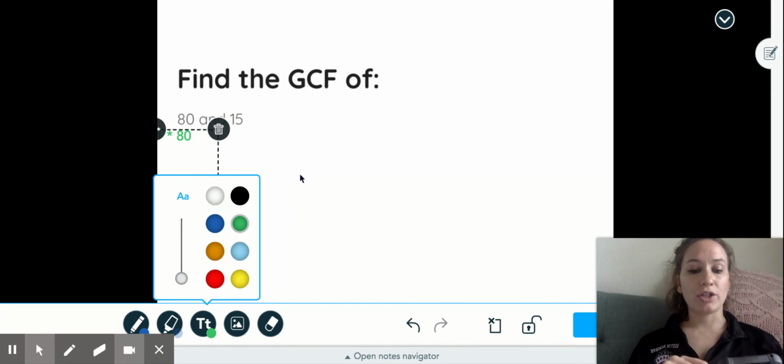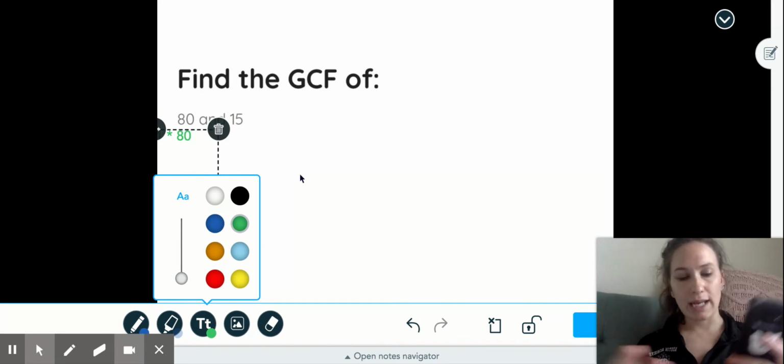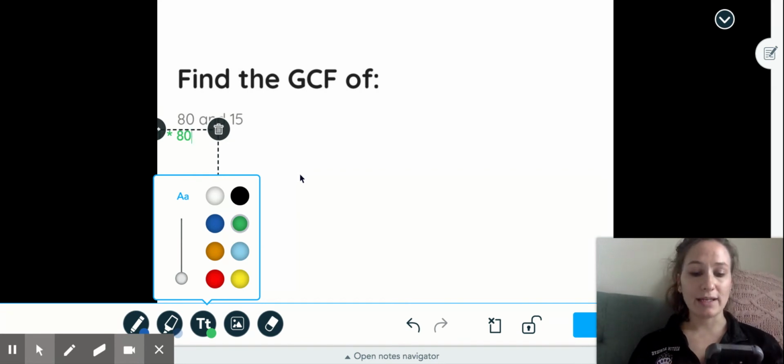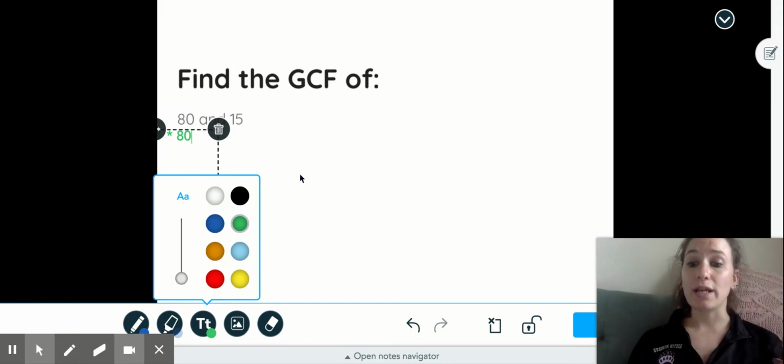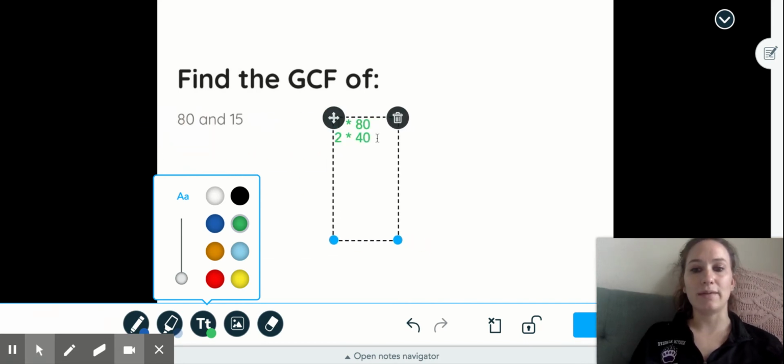So I could do 80 divided by 1 is 80. The next thing I could do, 80 divided by 2, and I get 40. So I'm going to do 2 times 40. I made a new line by hitting shift, then enter, so that way you guys can see what's happening over here. I'll move my text box so it's easier to see.